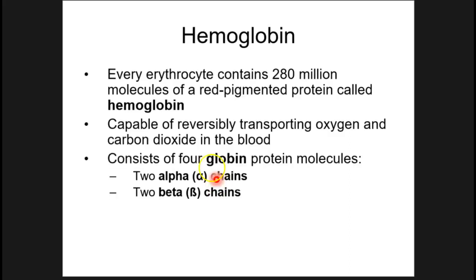Every single red blood cell has 280 million hemoglobin molecules, which is crazy, right? Multiply that times 4, and that's your molecular oxygen carrying capacity for every single tiny 7 micron red blood cell. So you had a question. I answered it. Okay.